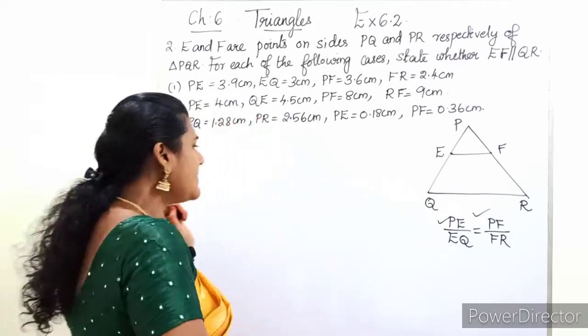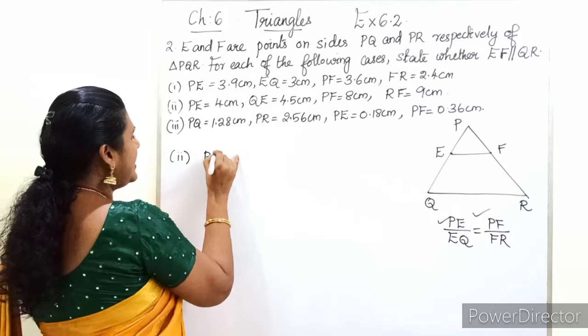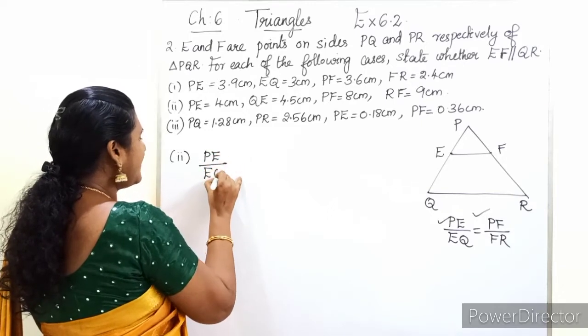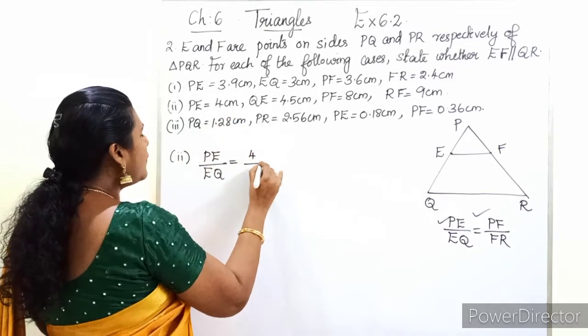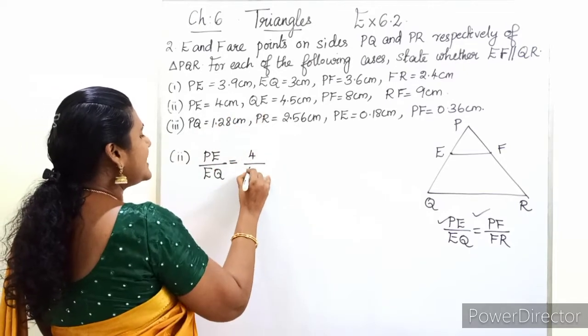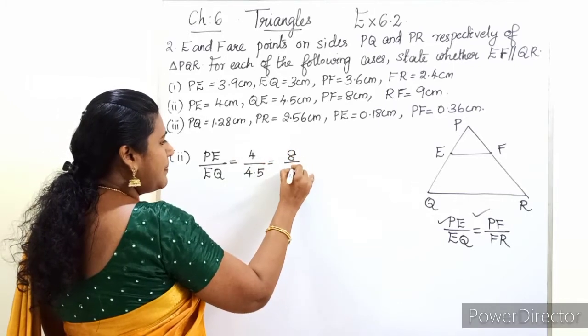So first we will find out PE by EQ. This ratio we will find out first. What is the PE value given? 4. So 4 by EQ, which is 4.5. When you simplify this, you will get 8 by 9.